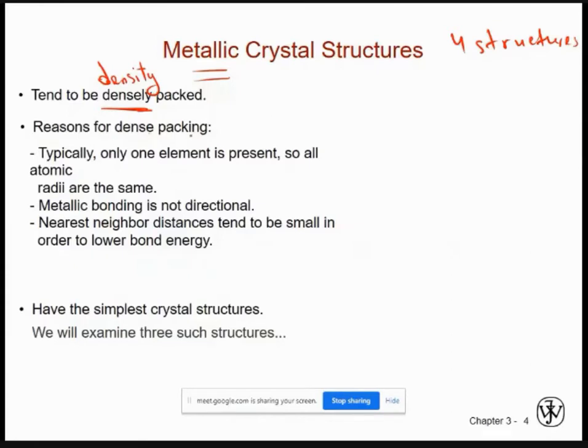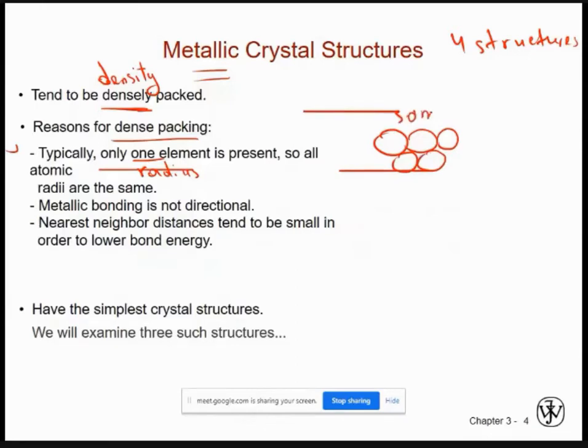So why do they have dense packing? The first reason: in metal structures, usually we have one kind of element, and that means one radius. So imagine I have some metallic element and I am packing it. Because all have the same radius, we will be able to pack them efficiently.